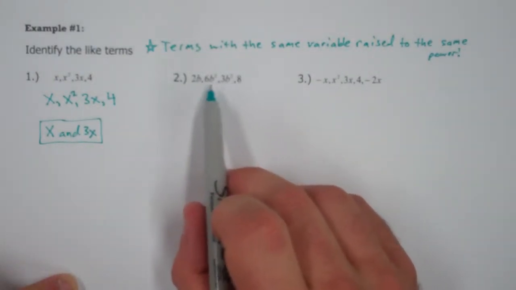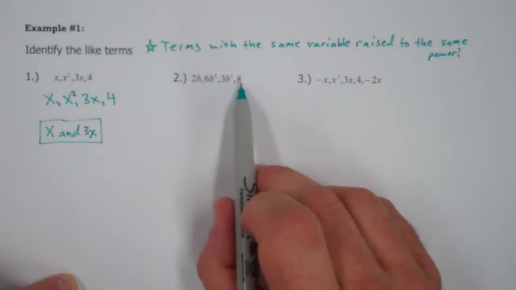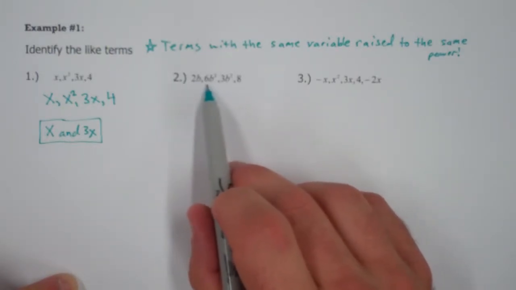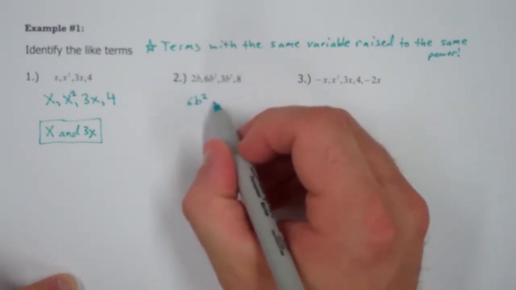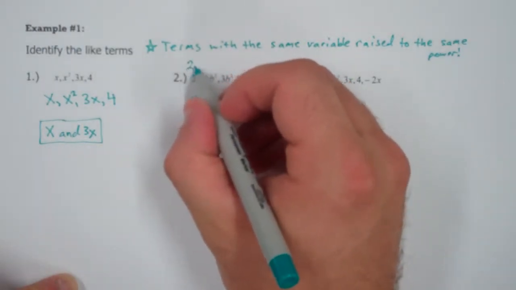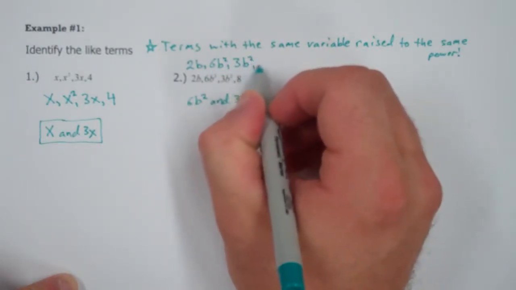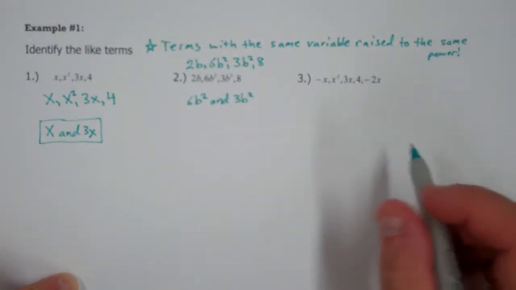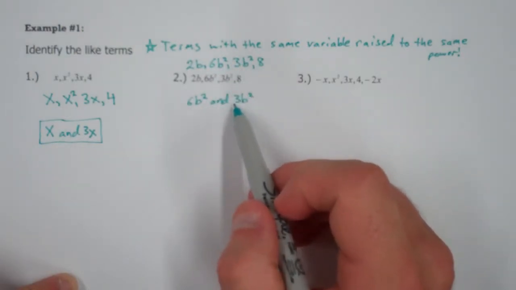If we look at the next one, we can look at the 2b, and then I'm seeing a b squared, and then there's nothing over here. There's no b here. So the 2b is not like the 8 or these other two. However, 6b squared and 3b squared are like terms. I should have written all those out for you guys. So that's a 2b there, 6b squared, a 3b squared, hopefully you can see that, and that's an 8. And so only these two have the same variable raised to the same power, so they're like terms.